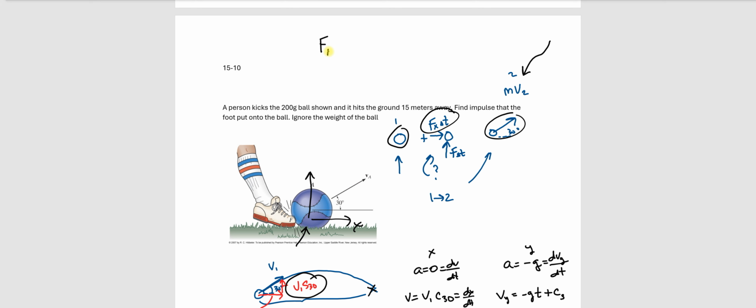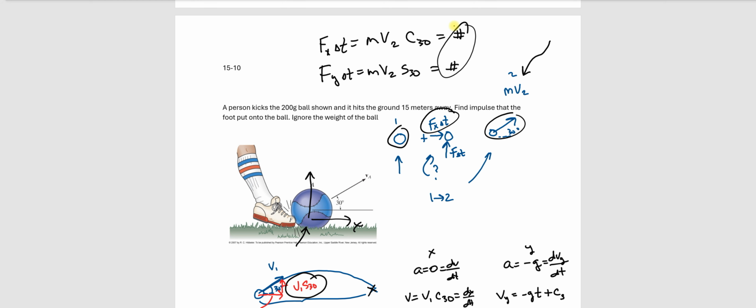So Fx delta t, the x component of our impulse, is equal to mv2 cosine 30. Once you have v2, you can get a number out of this. And remember, that represents the x direction. Now when you look at the picture for the y direction, you've got 0 plus Fy delta t equals mv2 sine 30. And again, once you have v2, you can get a number out of this. And there is your impulse, right? These numbers right here are your impulse.